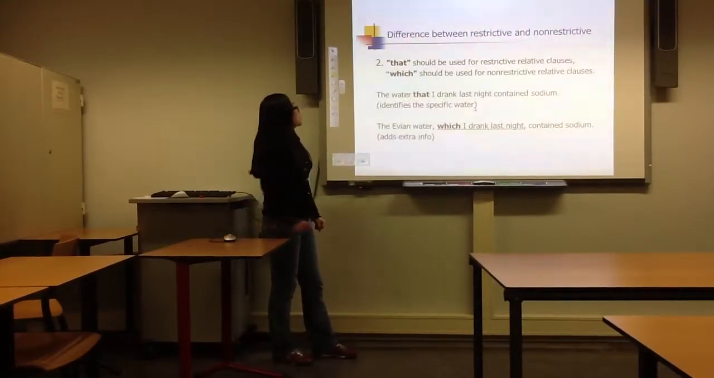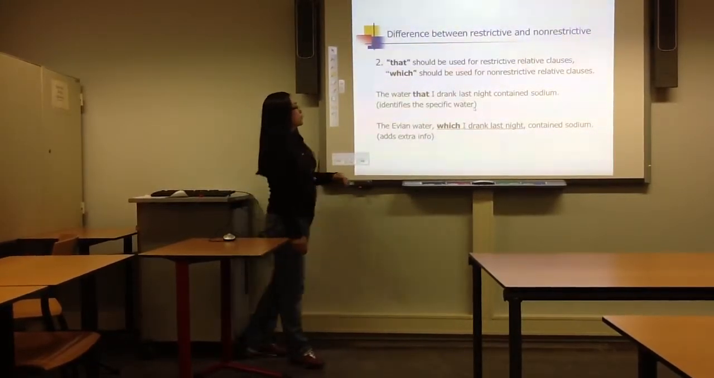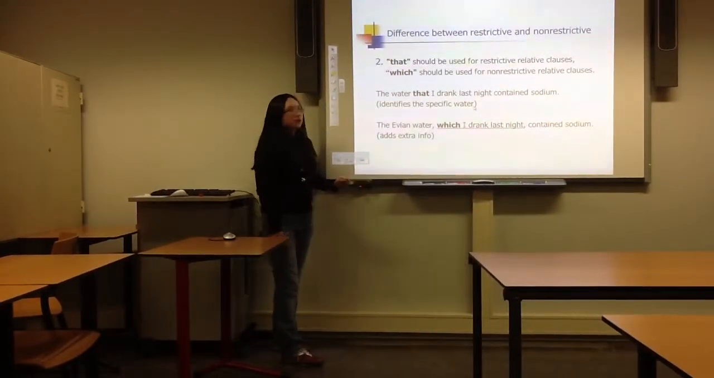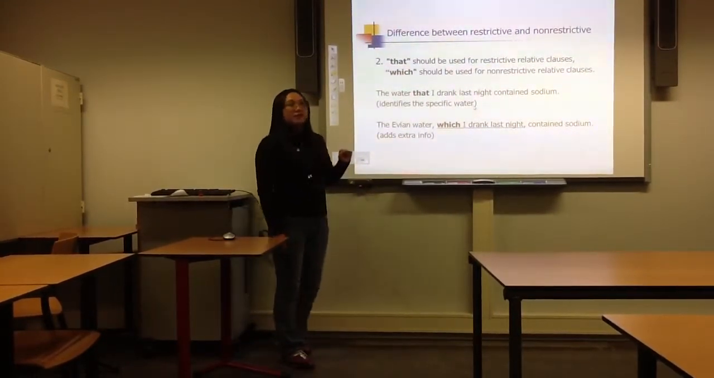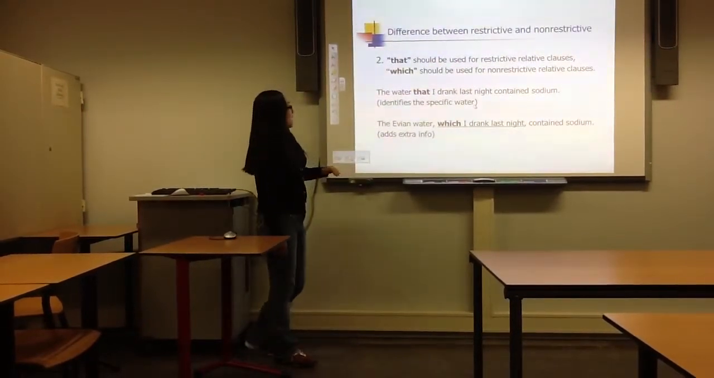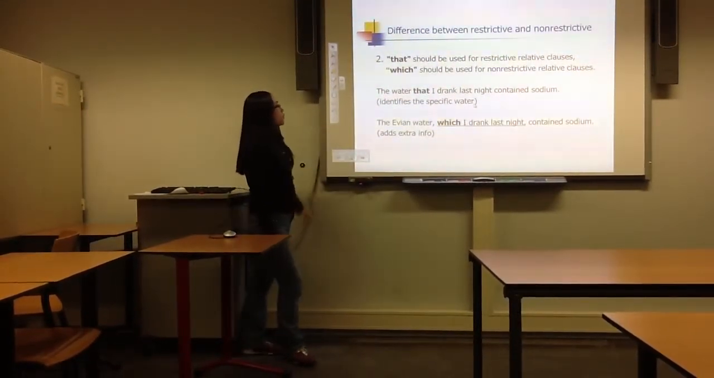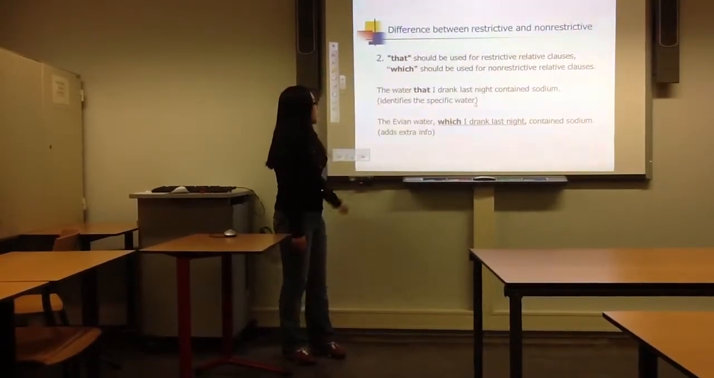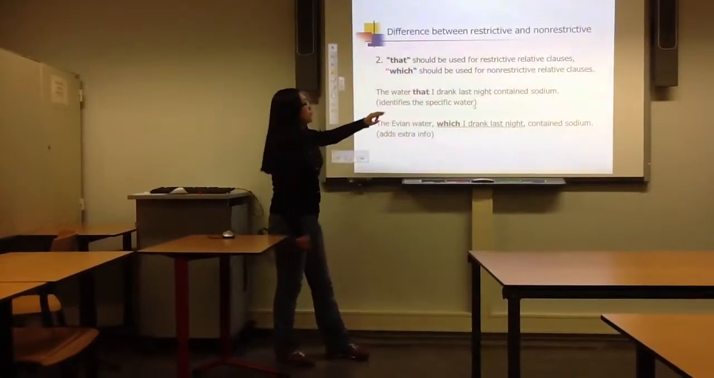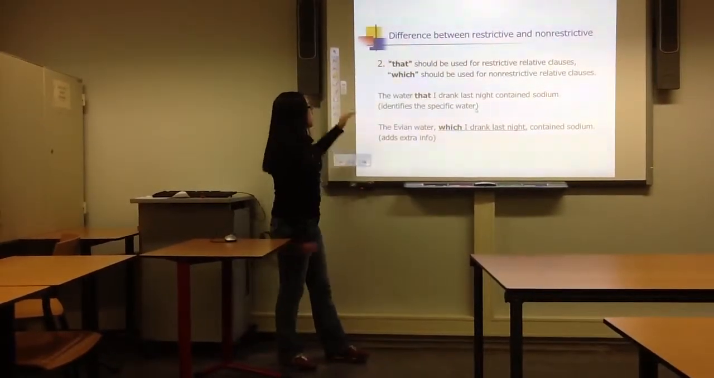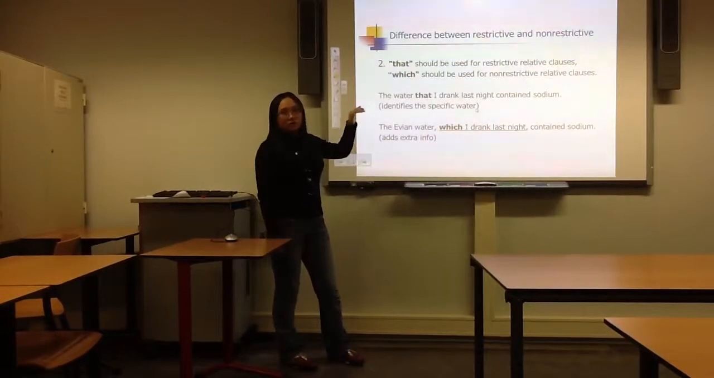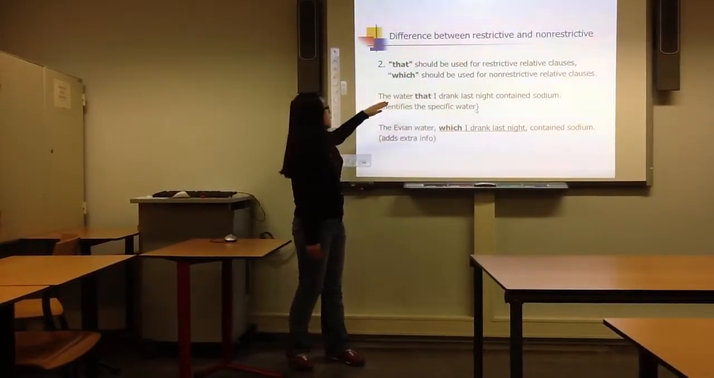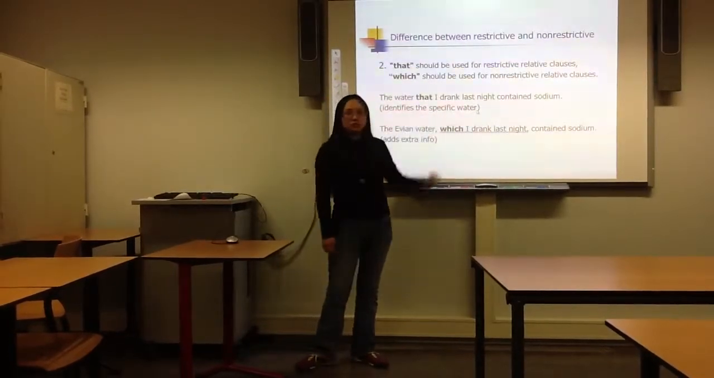Okay, and the second difference is that that should be used for restrictive relative clauses, but which should be used for non-restrictive relative clauses. As you can see, the first sentence: the water that I drank last night contained sodium. That is used for restrictive relative clauses, so this is a restrictive relative clause. It identifies the specific water I drank last night containing sodium.